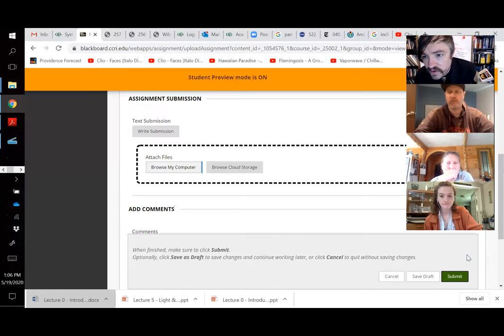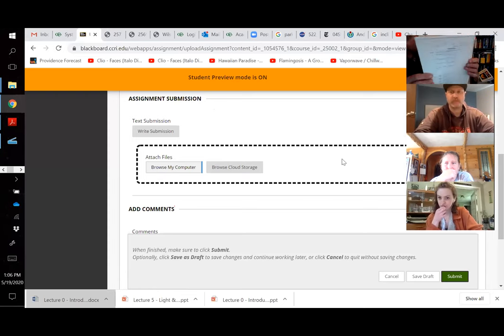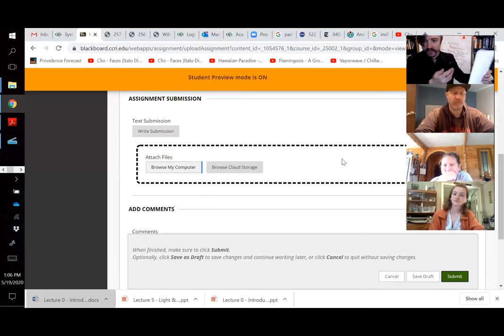Now, normally what students do at the end is they do their work on a printout of the lab papers. So yesterday we did the same lab. And at the end, the students usually will take a cell phone, just take a simple little picture of it, and they'll upload that right to Blackboard.